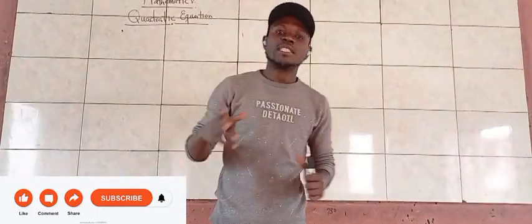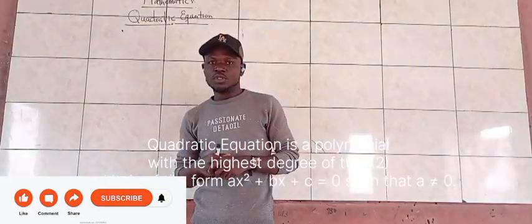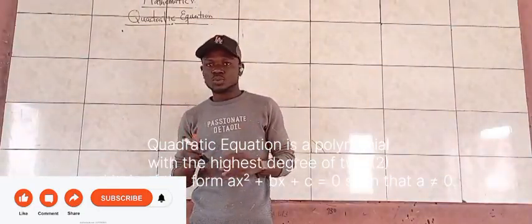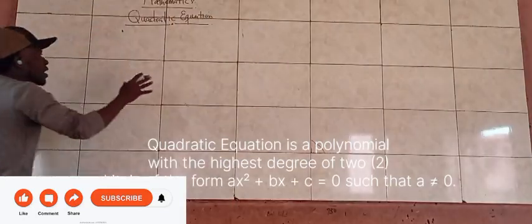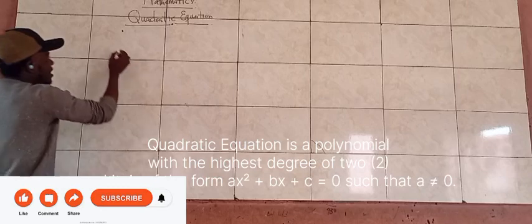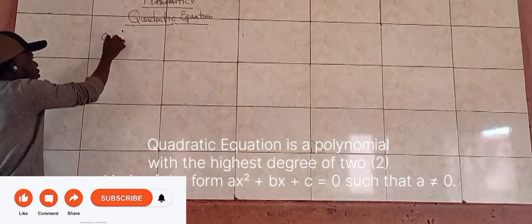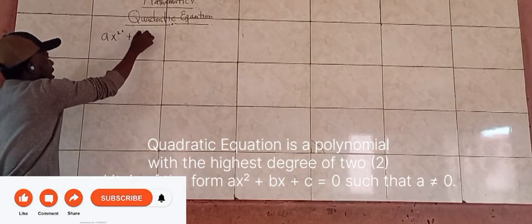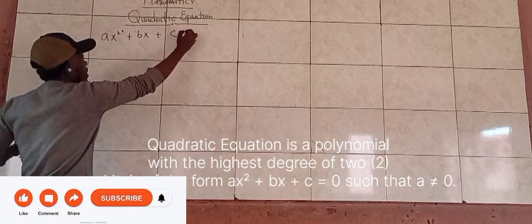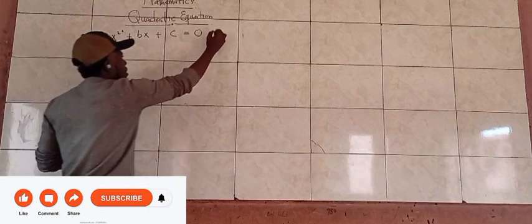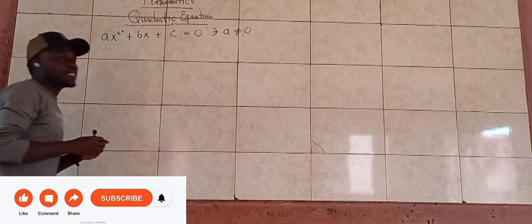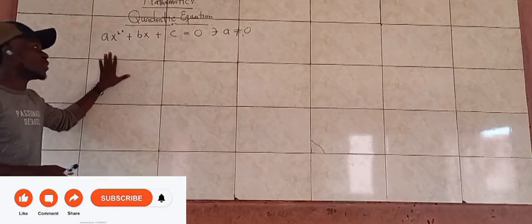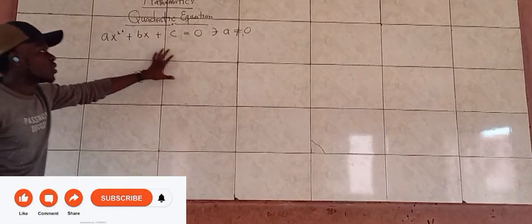Yes, a quadratic equation can simply be defined as a polynomial. It's a polynomial with the highest degree of 2. You understand? It is of the form ax squared plus bx plus c equals 0, such that a must not be equal to 0. So this is the form of a quadratic equation, ax squared plus bx plus c equals 0.